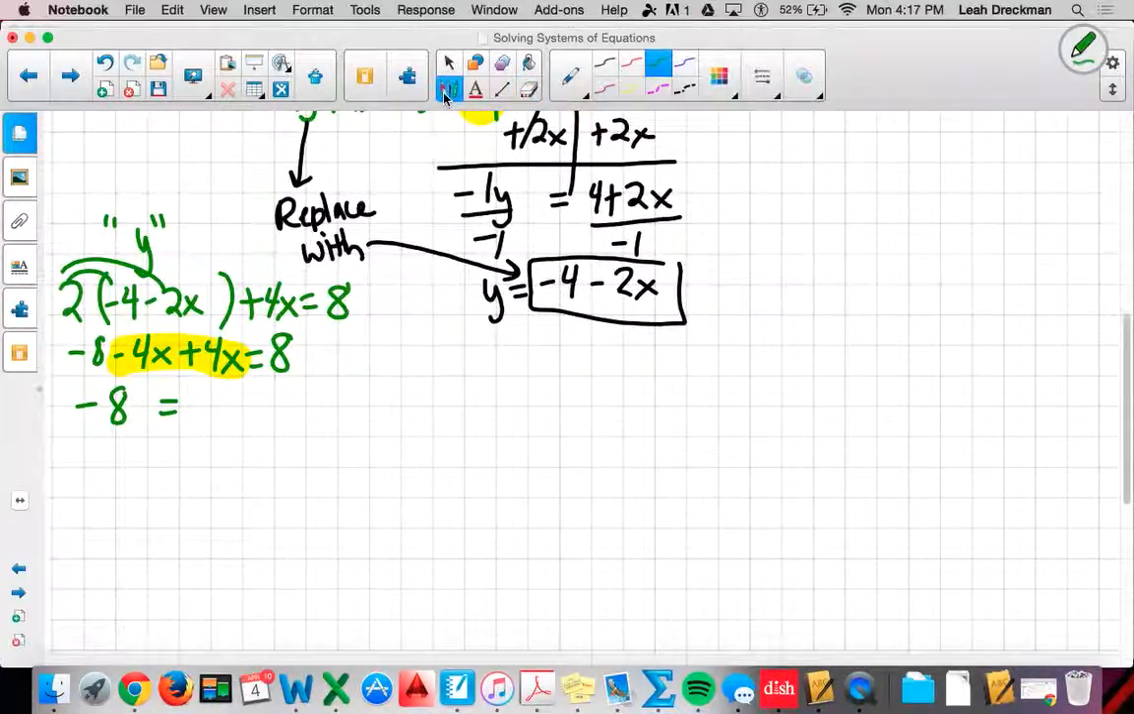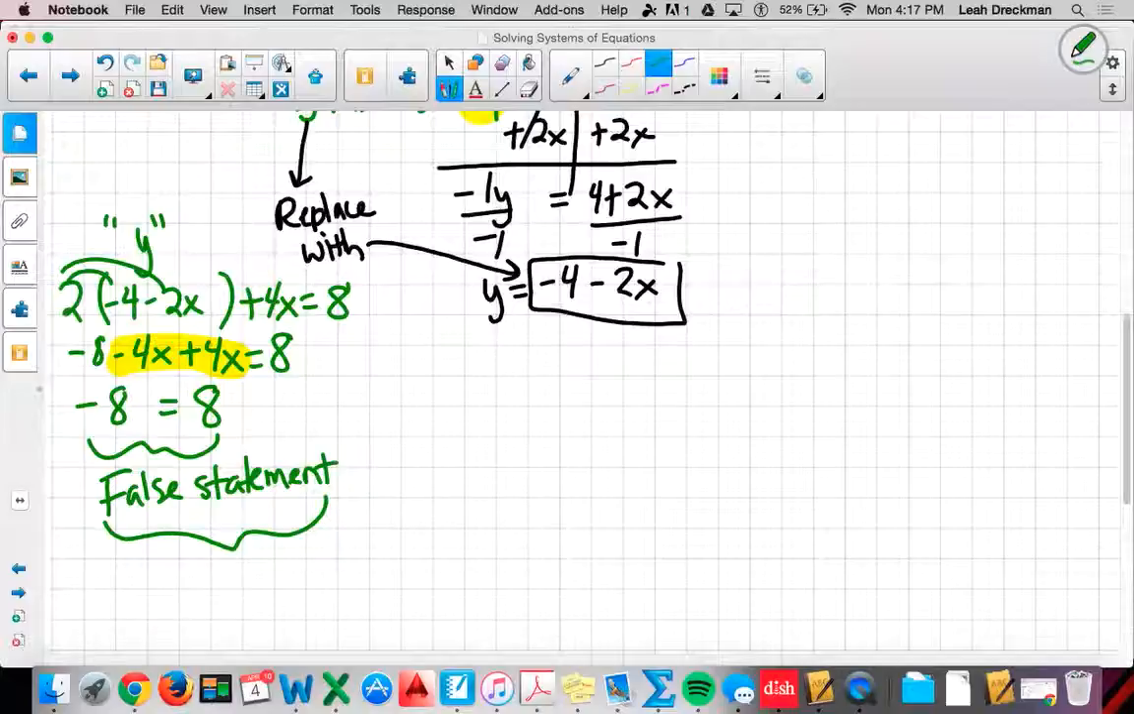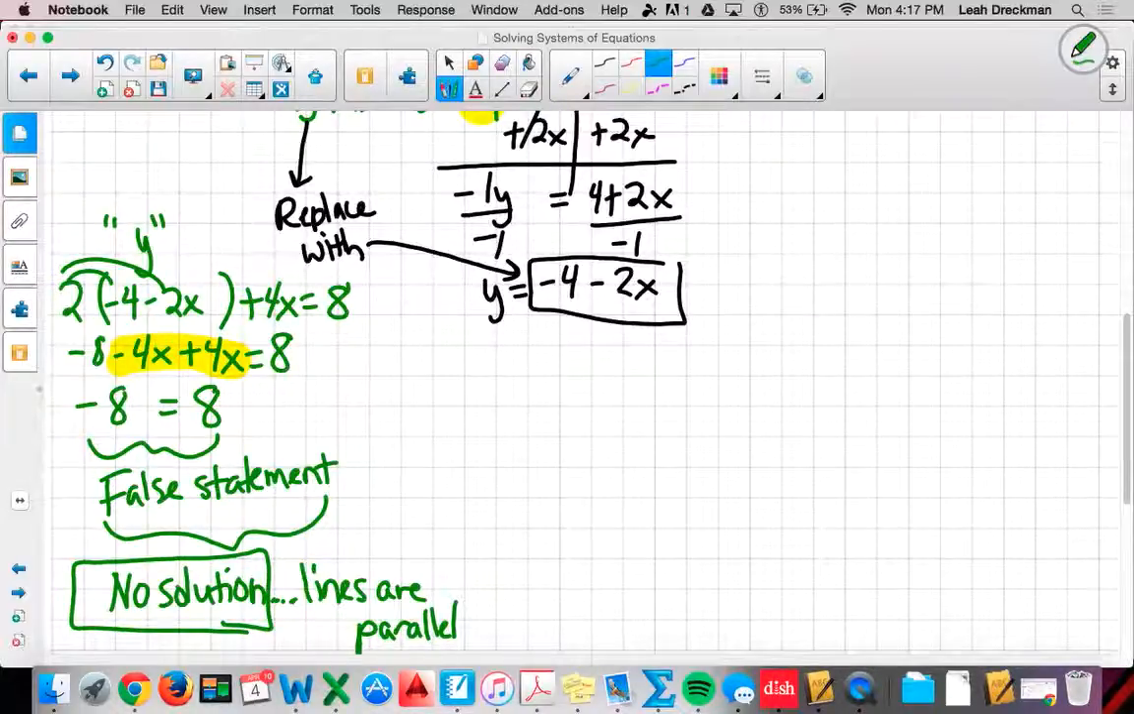So at this point, I know one of two things. I know I either made a calculation mistake, or I know, in this case, I did my math right. I know this is a false statement. All right, when this happens, we'll see this once we graph it. You should realize that a false statement basically means there is no solution. In other words, the lines are parallel. There's no way we're going to be able to find a spot on the graph where the lines intersect.